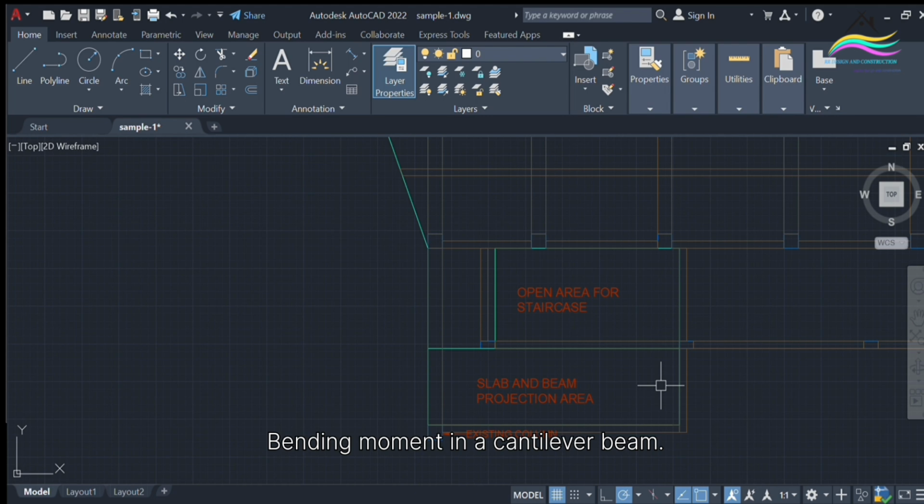Bending moment in a cantilever beam. For a point load P at the free end of a cantilever beam of length L, the bending moment at a distance x from the free end is M(x) equals minus P x. Equivalently, measured from the fixed end, M(x) equals minus P(L minus x).